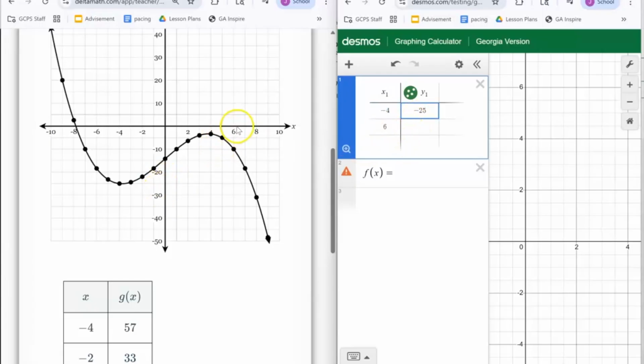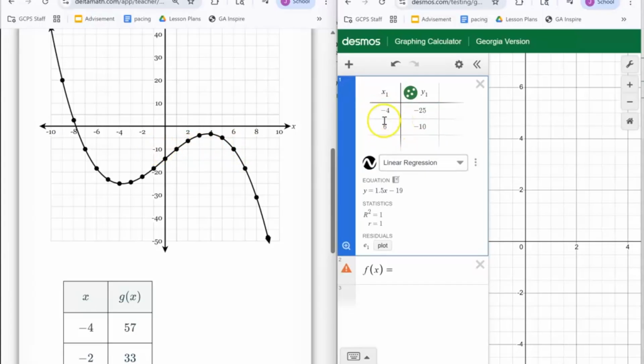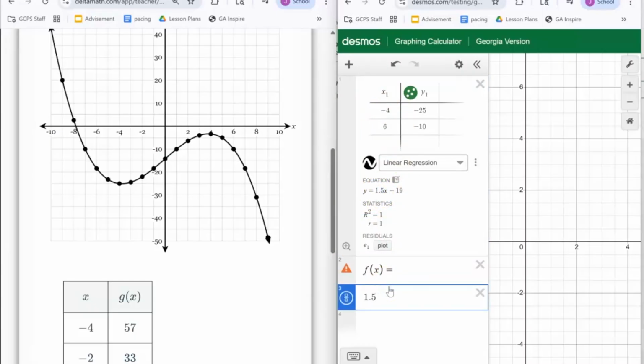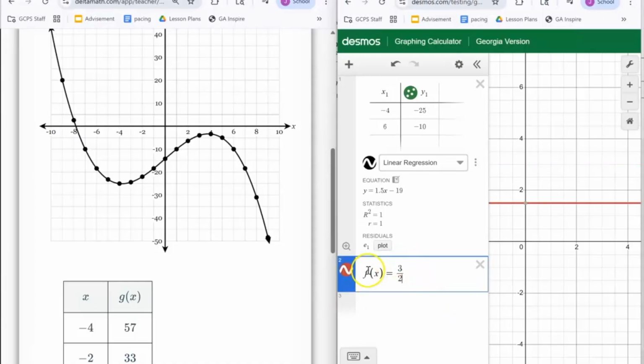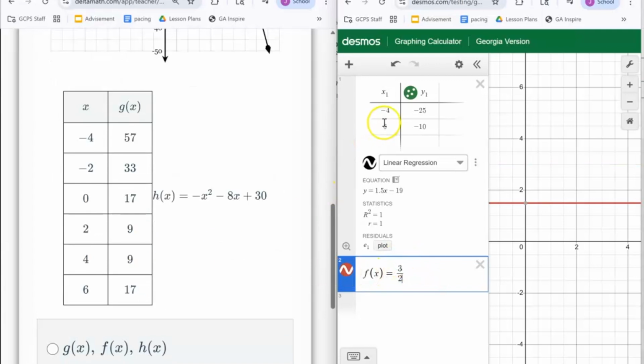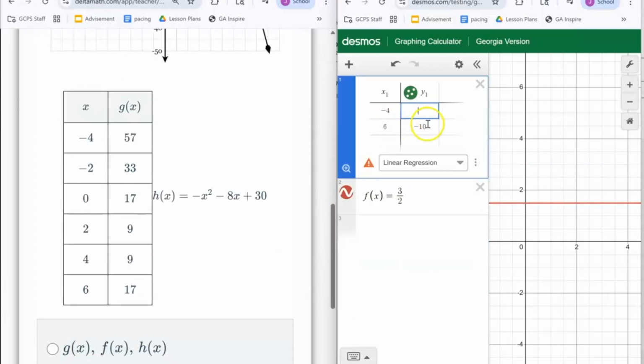When x is 6, I go to the graph again, y is -10. So my slope for 2 distinct points, because there was only 2 distinct points, is going to be 1.5, which we need to turn into a fraction. So you type it in, click fraction, so it's 3/2. So 3/2 is my f of x. All right, so now that's done with f of x. So from a graph. From a table, I can just see it.